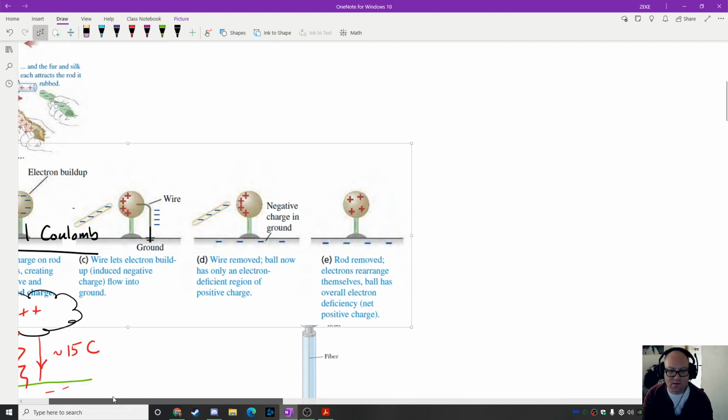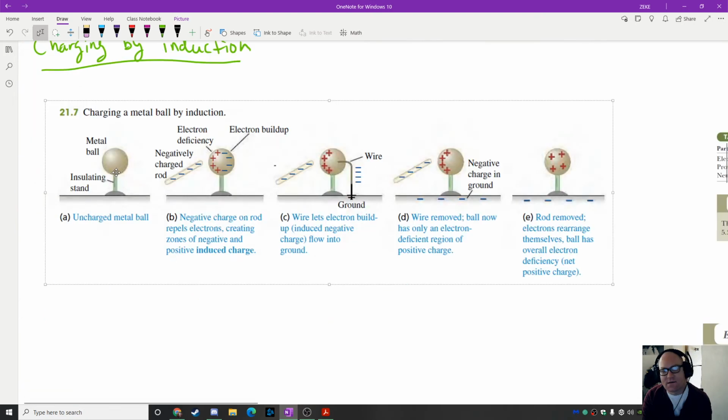Okay, so here's a little picture of charging by induction. We'll go through it step by step. Probably should have talked about conductors and insulators, but we'll talk about that next. Okay, so we got a metal ball, and we have an insulating stand. The insulating stand means that charges are not going to be allowed to flow very quickly through this. We'll just assume they can't flow at all. The ball starts off as neutral, right here.